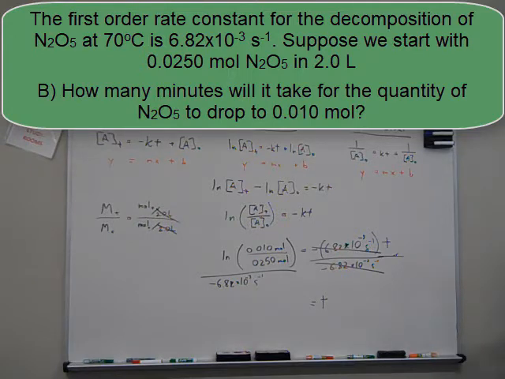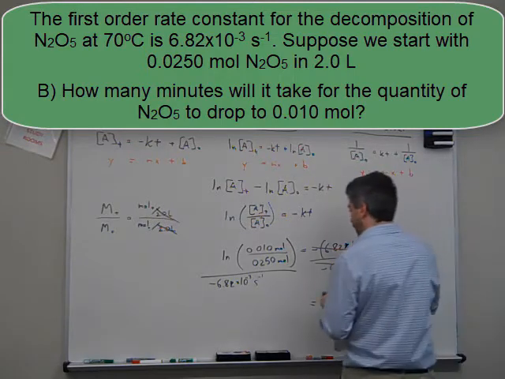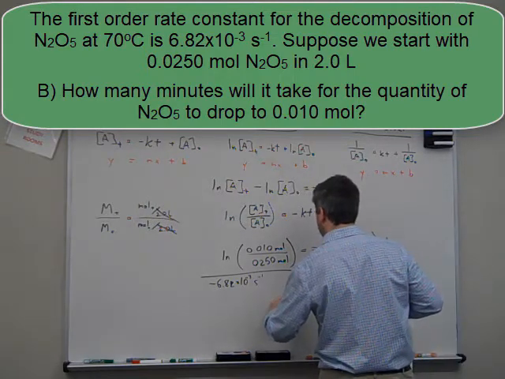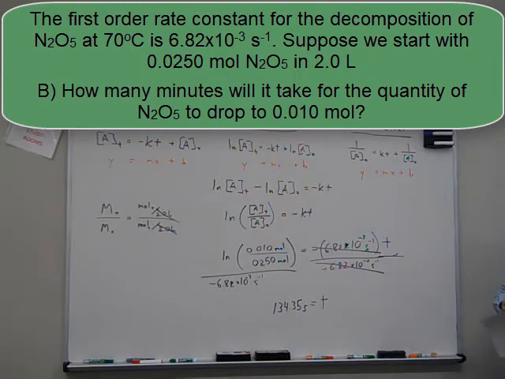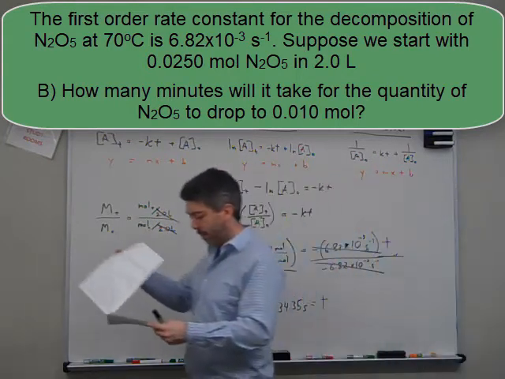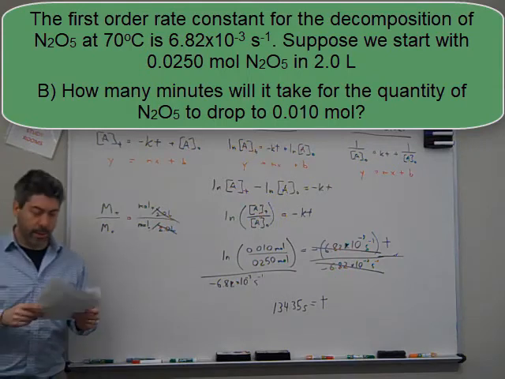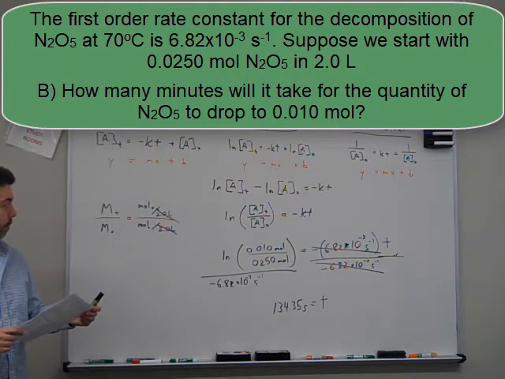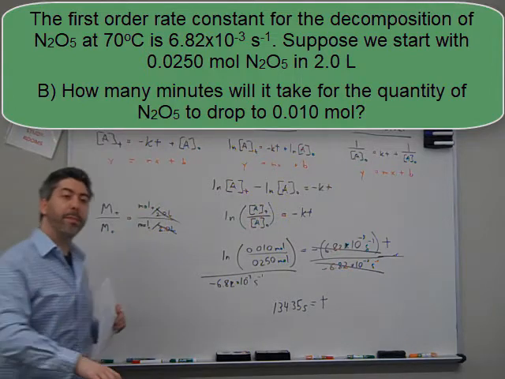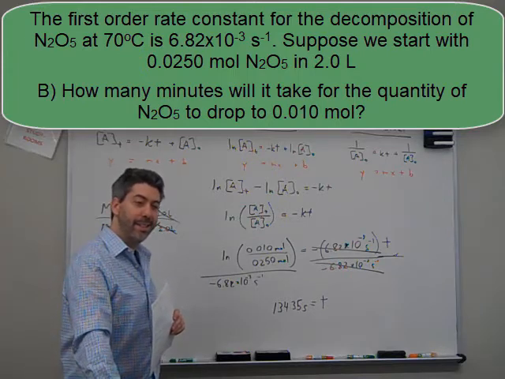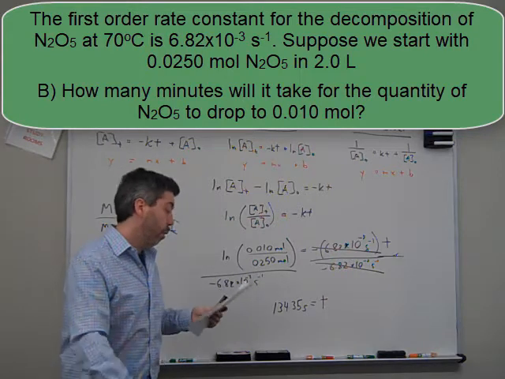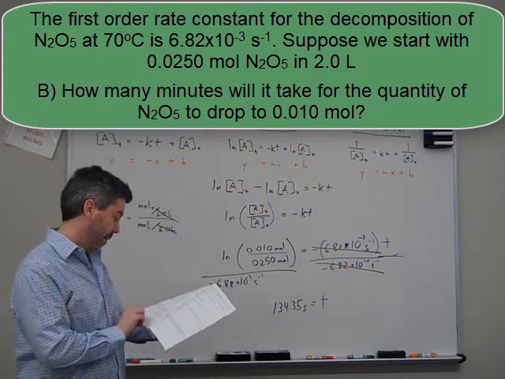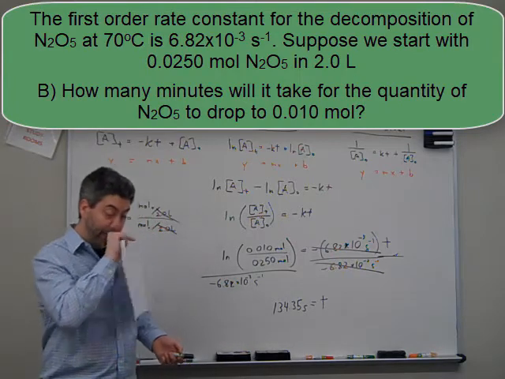I got 134.35 seconds. Now, is that reasonable, given the answer from the previous problem? Is that reasonable? No. Why not? Because we need to change it to minutes, because it's asking how many minutes will it take. Oh, well, that's a good point. But, so if we converted this to minutes, so divide that by 60 seconds, what do we get?